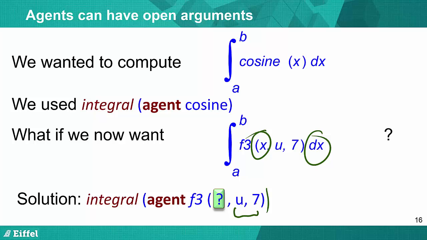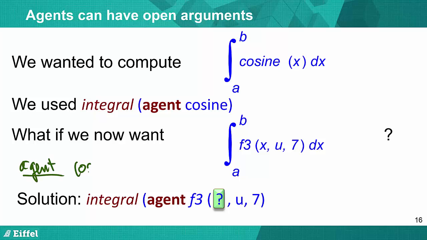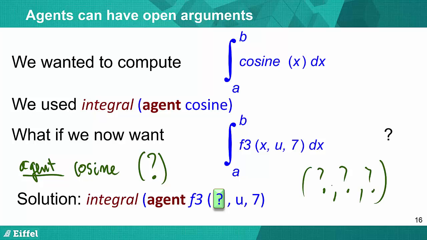So when we earlier wrote agent cosine, it was really an abbreviation for agent cosine of question mark because the single argument is open. But there's an obvious rule that if all arguments are open, then you don't have to write parentheses, question mark, question mark, question mark, say for 3 arguments, you can just ignore the argument list altogether, and it has the same semantics.